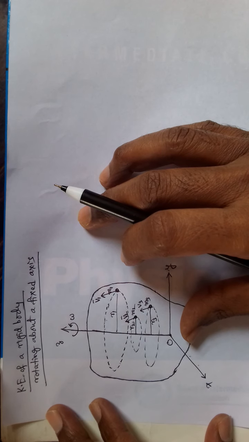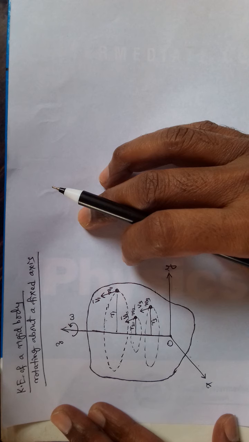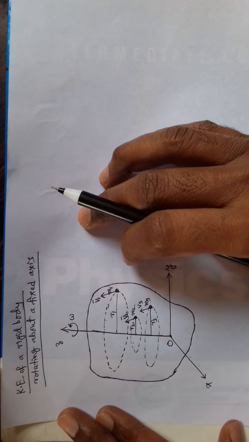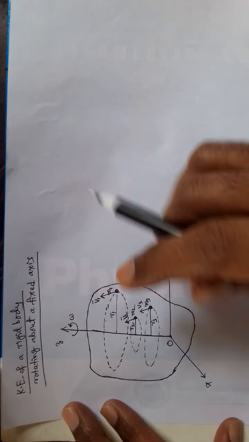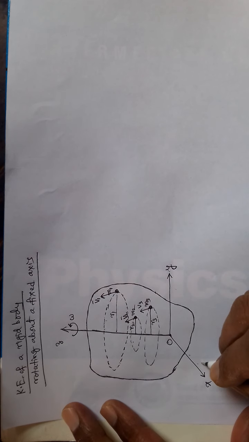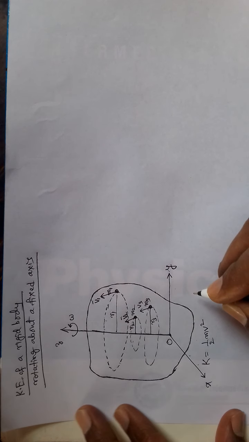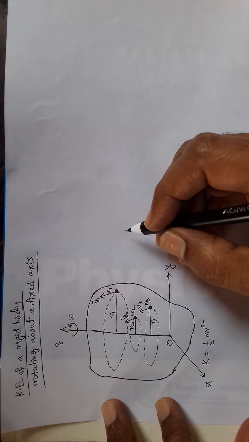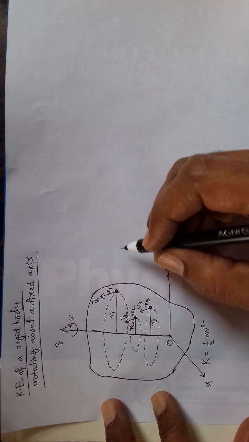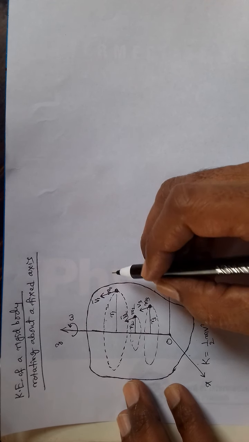Dear students, now let us find the kinetic energy of a rigid body rotating about a fixed axis. Here, the kinetic energy formula we know is K equals half m v squared. Now, there are several particles inside a rigid body. Let us consider three particles.